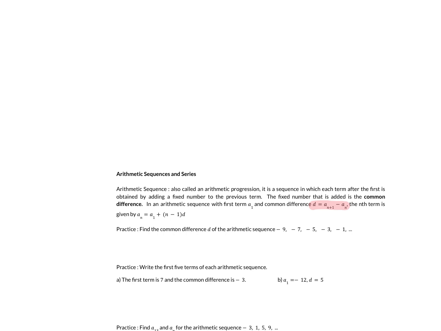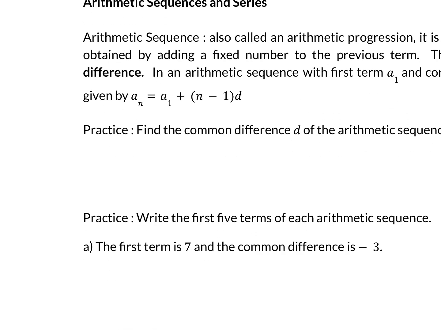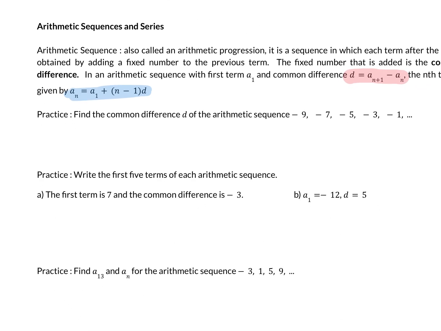If we're trying to find some n term, we're going to use this formula: a sub n is equal to a sub 1 plus n minus 1 times the difference, where a sub 1 is our first term, okay? The first term in whatever sequence we're given. So we're going to use those two formulas on this page here.